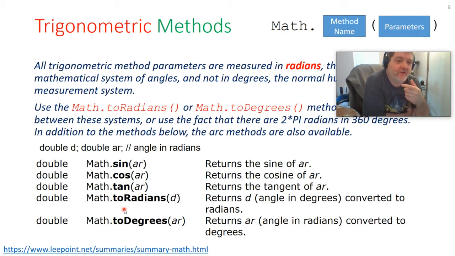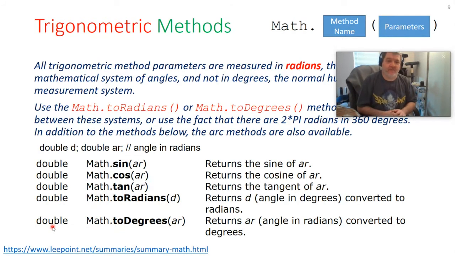The only thing that's really important when you use trigonometric methods in Java is to remember that the trigonometric methods in Java work in radians. So that means that we also have methods here to convert to radians. You give a value in degrees, it returns the same angle in radians, or to degrees, you give a value in radians, you get back a result in degrees, okay?